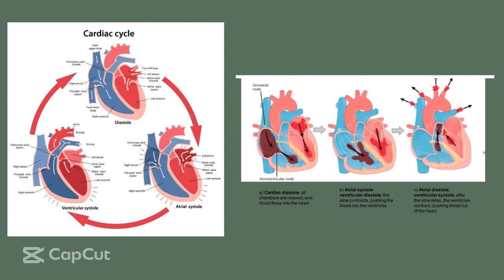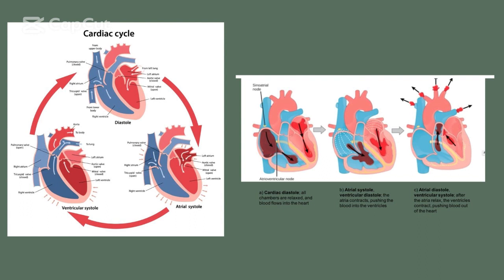But the next step of the cardiac cycle, step 2, is atrial systole. So here is when the atria are going to contract. And they contract because of initiation of a signal from the sinoatrial node. And when this signal is initiated, both atria will contract.